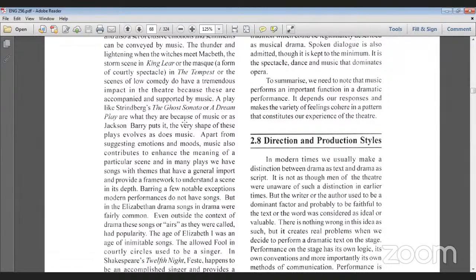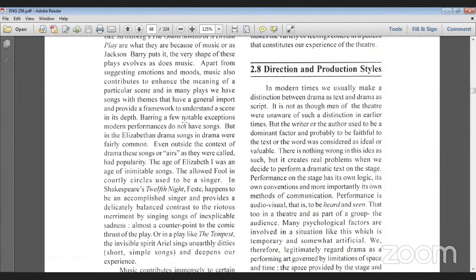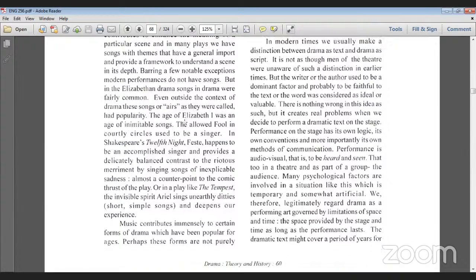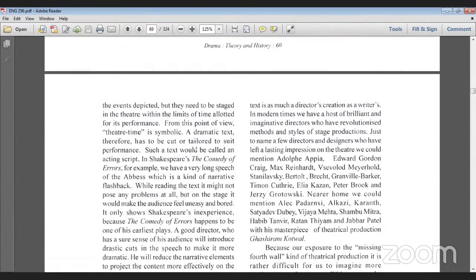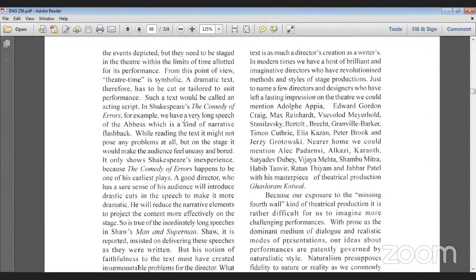Direction and production style. You can go through this, how the direction was given, how the production style was there. They have been described in this chapter very well. So it is a part where you have to learn and go by your own. So it will be more helpful to learn the part, how Shakespeare had his experience during all the parts when he had explained in your chapter.